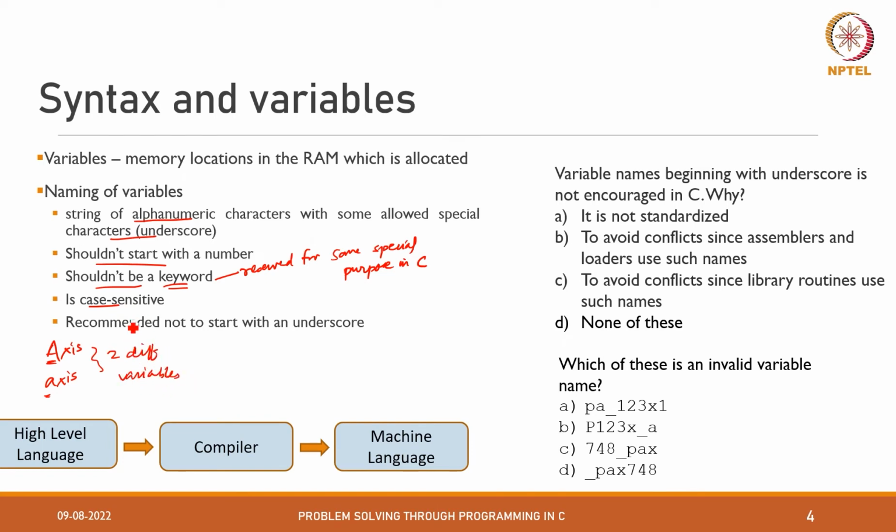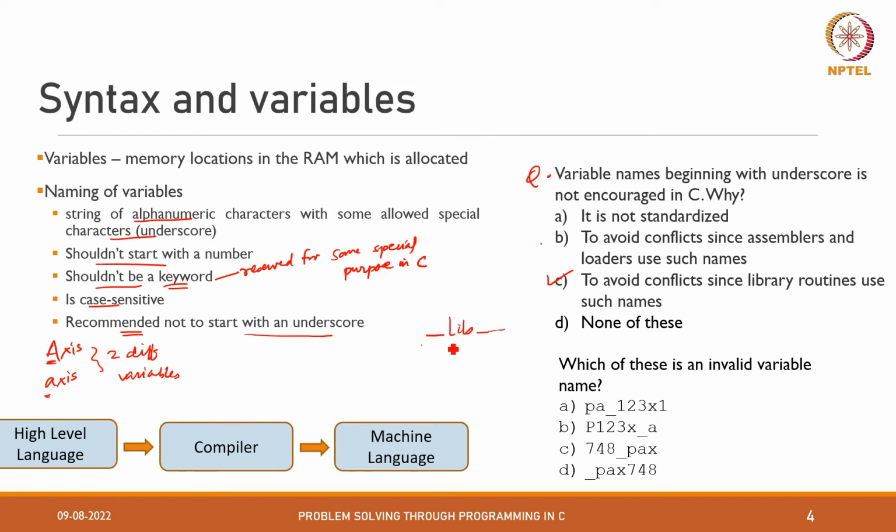Okay, so that's what it means. And the final point is that it's a recommendation that it should not start with an underscore. Why? Let us look at that. That is a question that I have. Variable names beginning with underscore are not encouraged in C. Why is that? The answer is that it will create some conflicts since some library routines use such names. If you go into the predefined library of C, you will see that there are certain library routines which start with the underscore and then say lib something. So this is some kind of library, and it starts with the underscore.